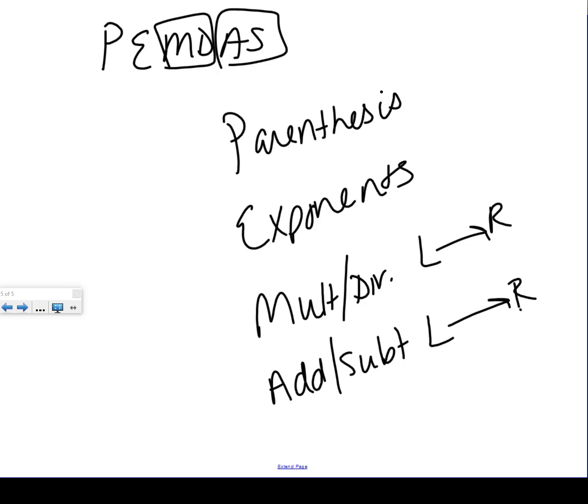So these are the things that you need to know before we start working any order of operations, meaning any problem that has more than just add or subtract. If it has multiple things mixed together in one problem, that's what we're talking about. That's what we're calling order of operations. All right, so let's look at our first problem.